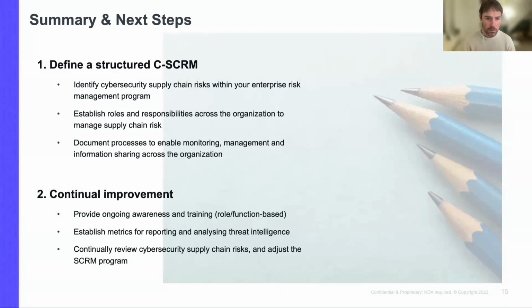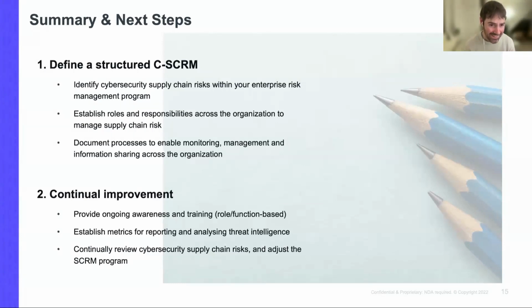So where do we go from here? Well, if we haven't already, we need to focus on how we define that structured CSCRM, identifying those key supply chain risks, and establishing a formal governance program, roles and responsibilities, practices, whether it's through acquisition and procurement to contract management, to risk assessment, through to exiting agreements as well.